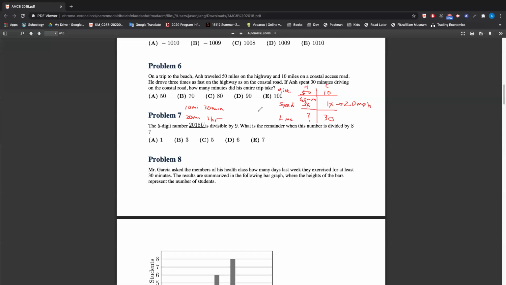So now we just use this formula again. The distance, 50 miles, is equal to his speed, which we know is 60 miles per hour, times the time.